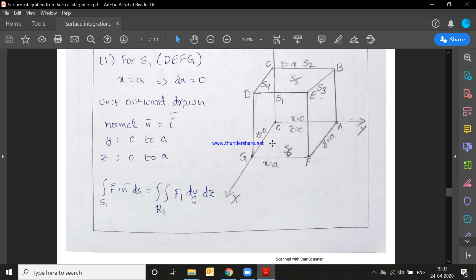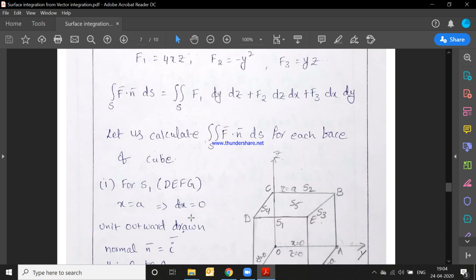Okay, and also if you talk about the projection, then projection is also in the yz plane, because the surface is in the xy plane, so that's why projection is also the yz plane. Directly we can write the yz by n bar dot i bar. n bar value is i bar, so i bar dot i bar is 1. So that's why directly we can write from the formula f1 dy dz.